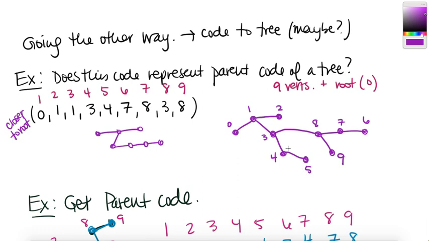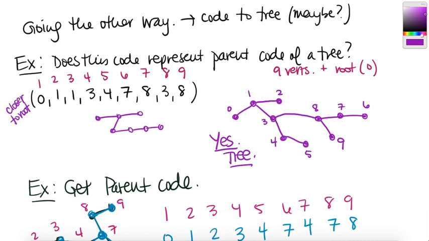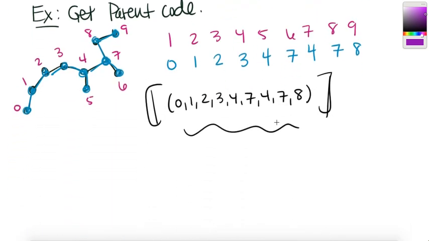And there is our tree. Like I said, that's not the only way that you could have drawn it, but we get that this does represent a tree, and here is that tree. Let's do one more example kind of like that one.